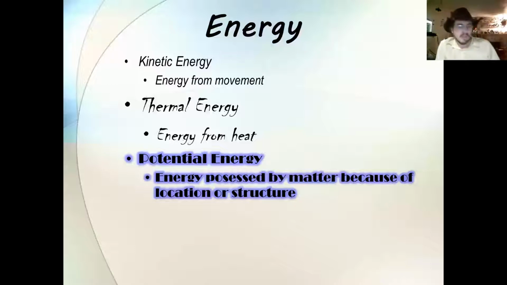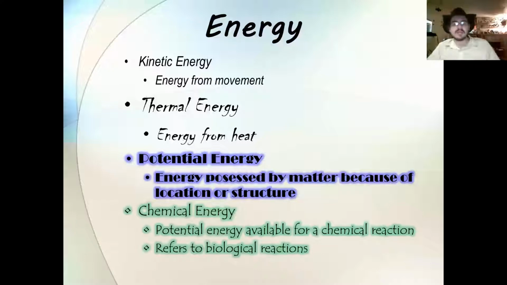So, next up, chemical energy. Chemical energy is potential energy available for a chemical reaction. So, the energy produced during chemical reactions is chemical energy. So, for instance, when you break a phosphate bond in ATP and you hydrolyze that bond and break off a phosphate, you release a bunch of chemical energy. And in our class, we're referring to biological reactions specifically.